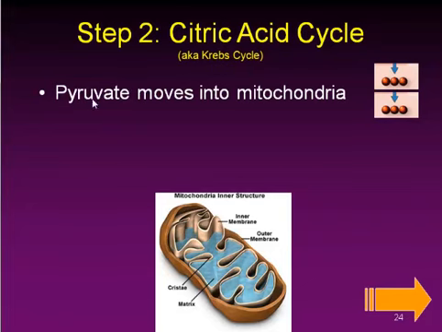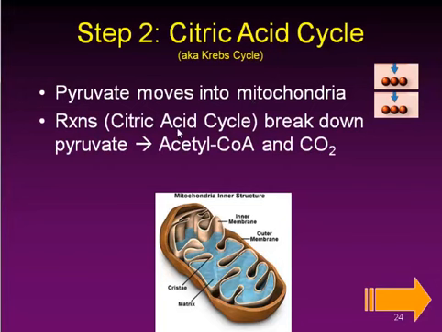The pyruvate that was created by the cleaving of the glucose in the last step in glycolysis then moves into the mitochondrion. And a series of reactions continues to break down the pyruvate into two materials, a material called acetyl-CoA and CO2. This is where the CO2 that you're breathing out comes from. It comes from the citric acid cycle.